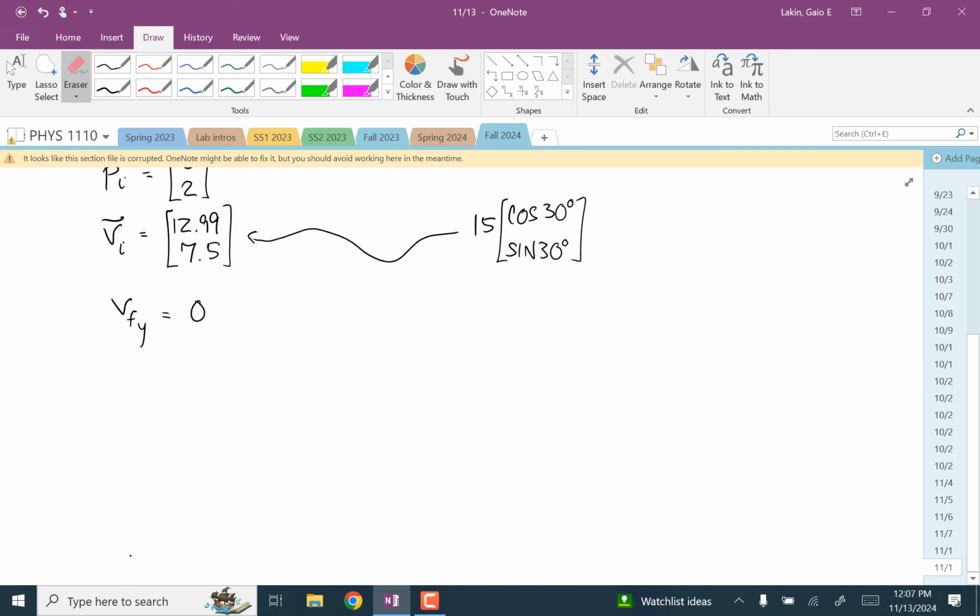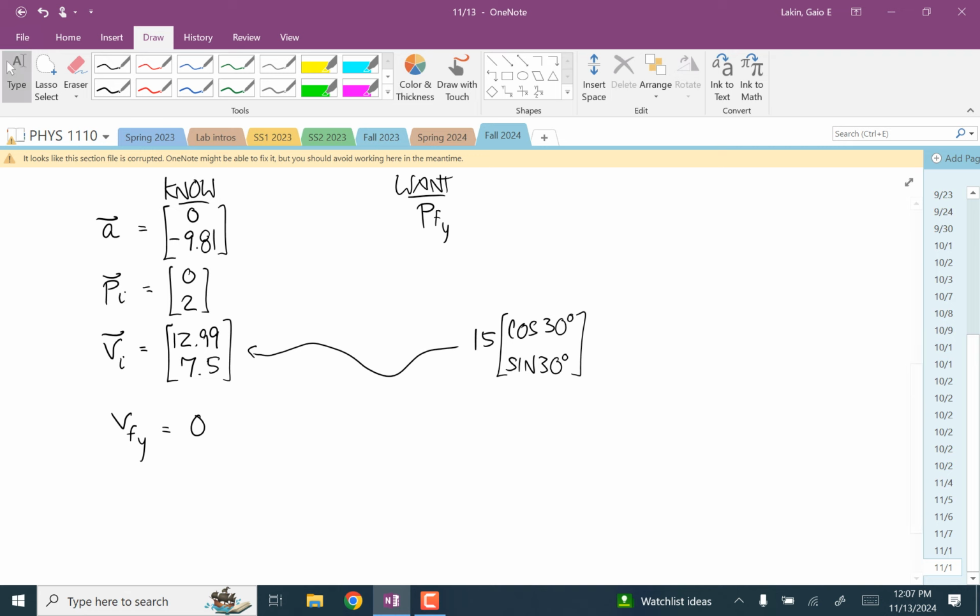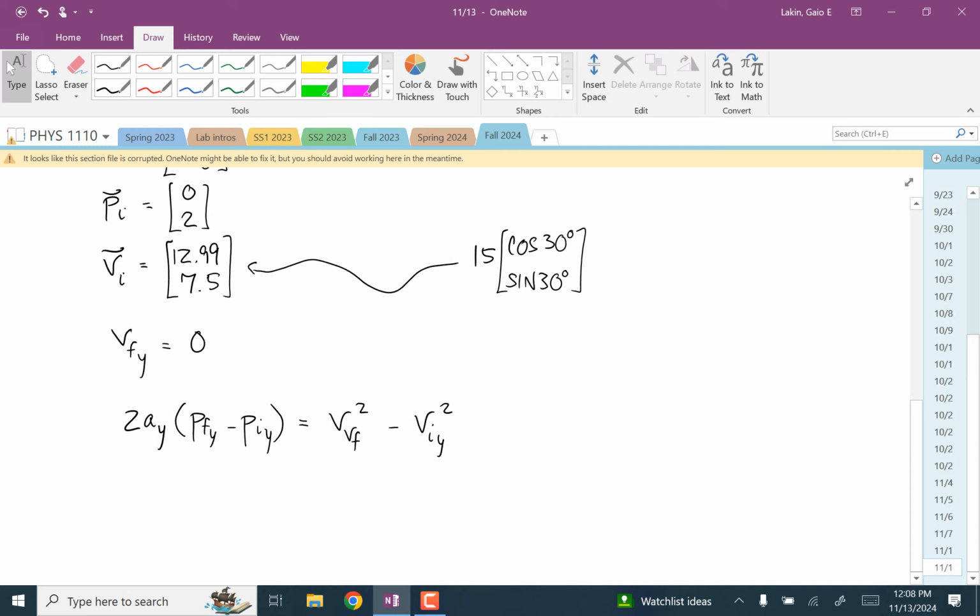Okay, so the equation that works with all this is 2 ay times the quantity pfy minus piy is equal to vfy squared minus viy squared. So negative 19.62 times the quantity pfy minus 2 is equal to 0 squared minus 7.5 squared.